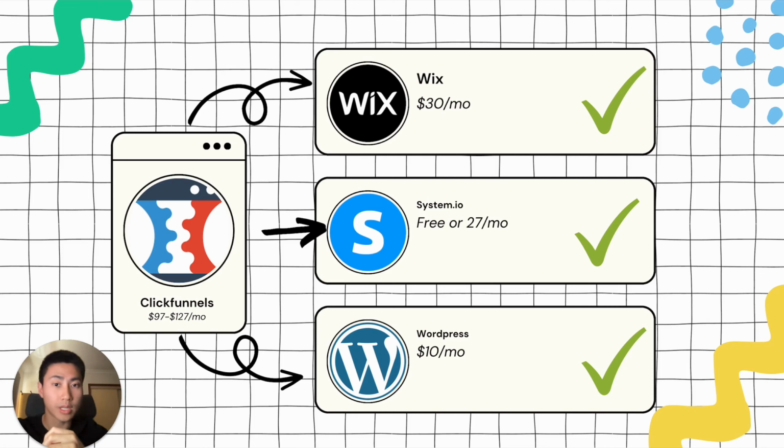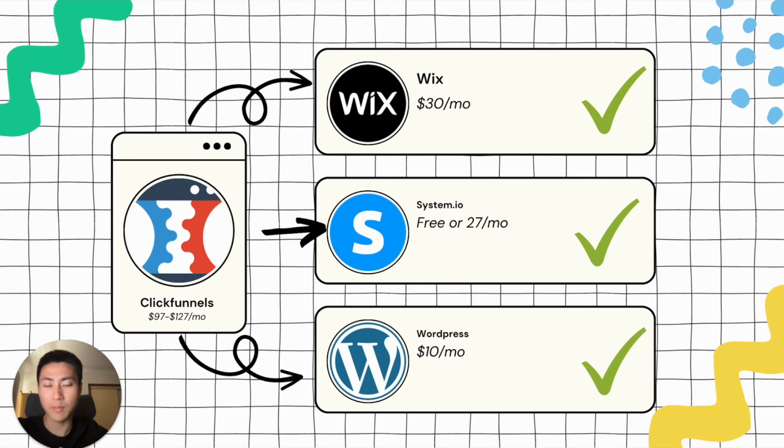Now, the first one is Wix. Wix costs much cheaper at around a third of its price at $30 a month. It is pretty user-friendly, but you don't have any templates for agencies that's already been given to you, like ClickFunnels, like what Iman said. There's also System.io. Now, there's a free version, or you can go for a paid version, but honestly, the free version is pretty solid and it's got everything that you need.